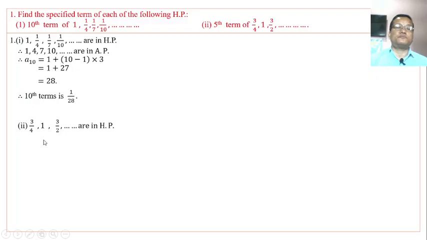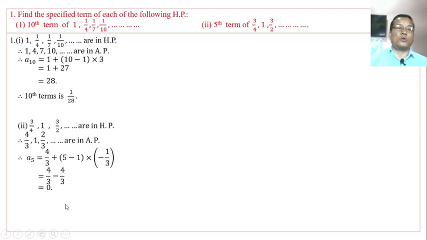Similarly, if these numbers are in HP, then their corresponding AP is 3 by 4 reciprocal 4 by 3, 1 by 2 reciprocal 2, 3 by 2 reciprocal 2 by 3, and so on, which are in AP. Using this, the fifth term A5 is the first term plus 5 minus 1 times the common difference, which is 1 by 4 by 3 minus 1 by 3. Simplifying, we get 0.